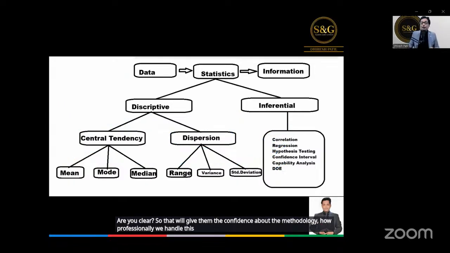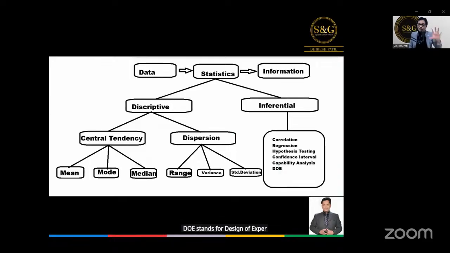DOE stands for design of experiments, which is the advanced concept which we will learn at the black belt level. Okay. Yes, tomorrow Sakshi we will cover the hackathon Minitab session. Okay. So tomorrow we'll cover Minitab.